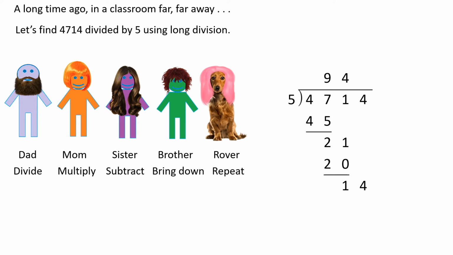Rover, do it all over. 5 will divide in there twice. 5 times 2 is 10. 14 subtract 10 is 4. Bring down, oh, there's nothing else to bring down. And so Rover magically becomes remainder. He says, hey, the remainder is 4/5. Remainder of 4, we're dividing by 5.